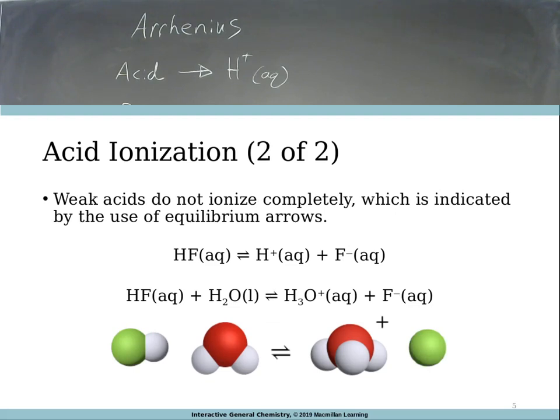There are also acids called weak acids that do not ionize completely, and so you put their reaction arrows as these double-headed equilibrium arrows that we've been dealing with for the last chapter. Hydrofluoric acid is one example of that. Again, we can write this with the H+, or we can write it as hydrofluoric acid reacting with water to produce hydronium and fluoride ion. And we've got some nice renderings of what those molecules might look like.